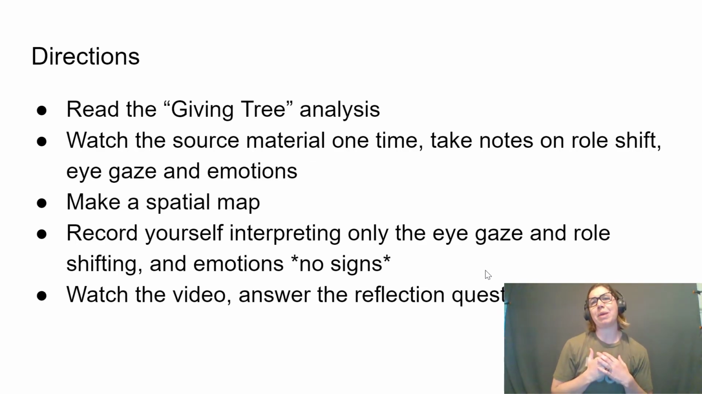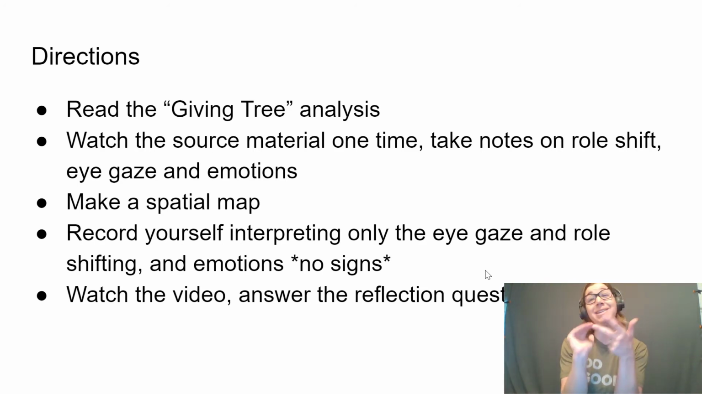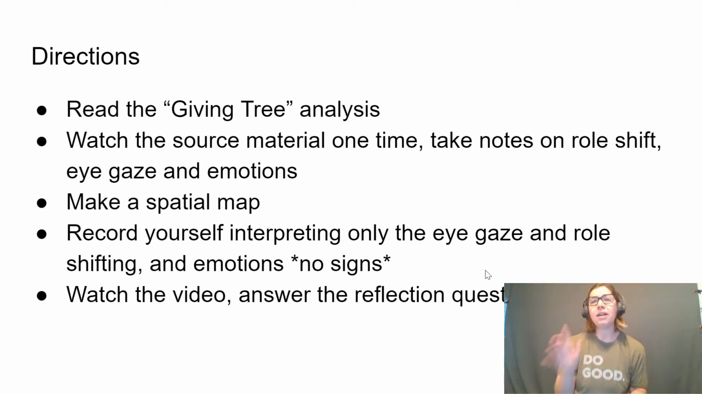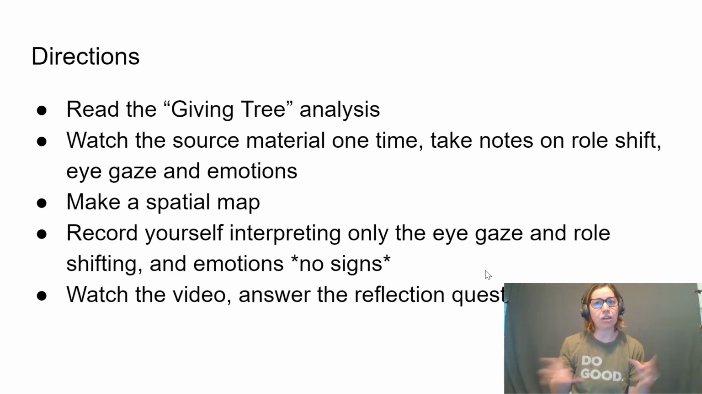For me, when I make a spatial map, I need to be reminded of where my characters are looking. In addition, I want to see you add that third character, that narrative position. So after you've done that analysis and that work, you're going to record yourself interpreting. Remember, only the eye gaze, role shift, and emotions, no signs. You can even speed up the recording of The Giving Tree. You don't have to interpret at the pace of it. You can change the pace to whatever you want, but really, again, we're trying to emphasize those three aspects.